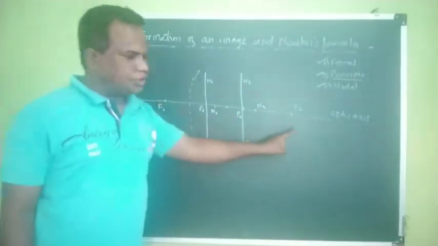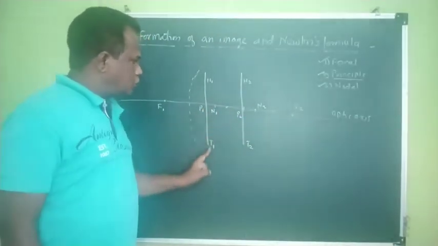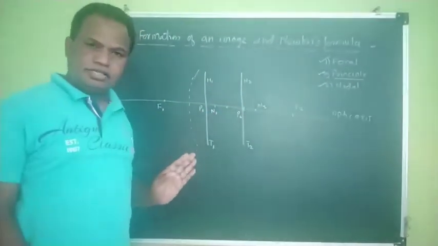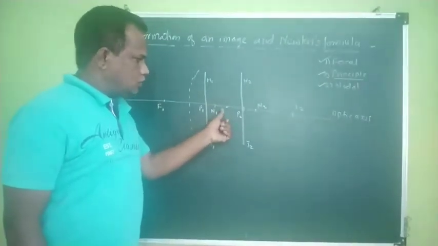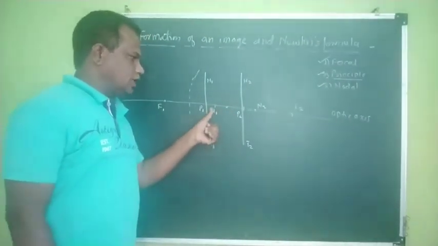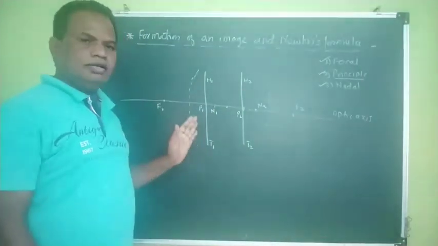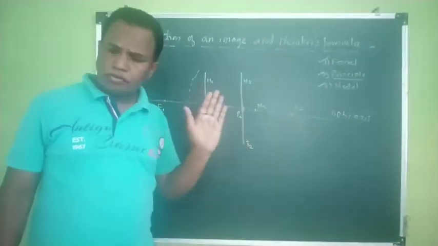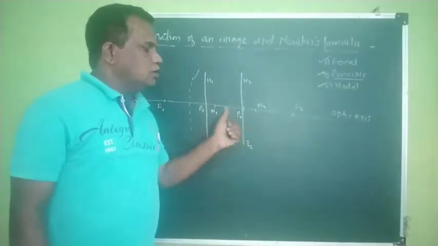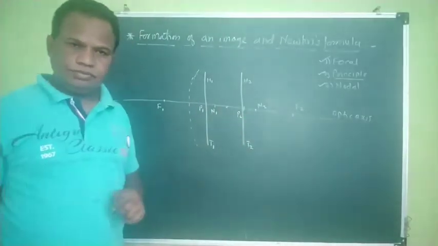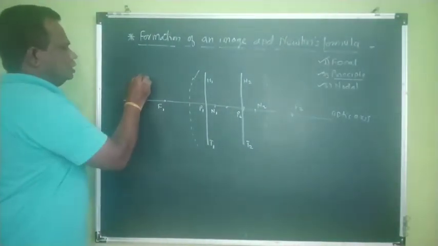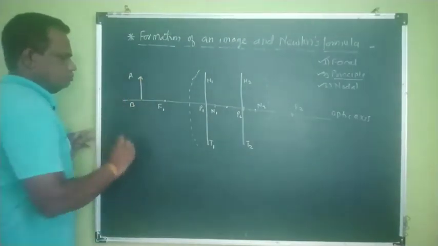That means two focal points, two principal points and two principal planes on either side of the center within the lens system, and the two nodal points on either side of the center. This may be inside or may not be inside; we may consider them inside the lens system. Now take an object at a certain height. Let's say this AB is the object at a certain height.